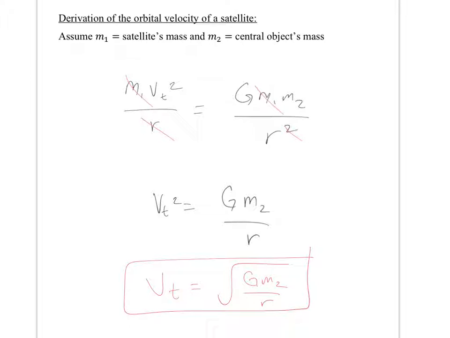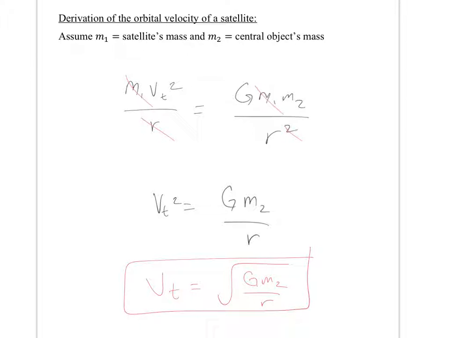So if you want to launch something up as a satellite of the Earth, m2 is the mass of the Earth. If you're looking at the satellites of Jupiter, because Jupiter has like 27 moons or something, Jupiter's moons would use the mass of Jupiter to calculate the velocity.